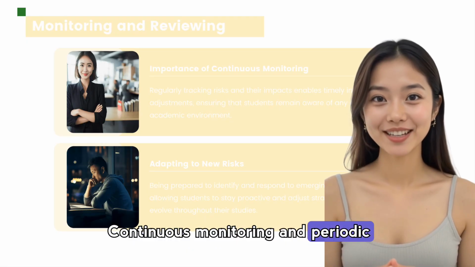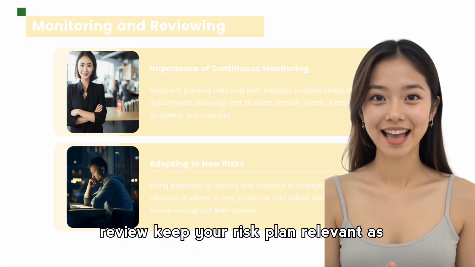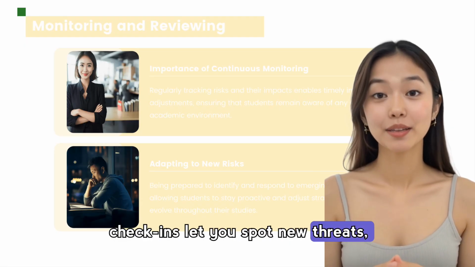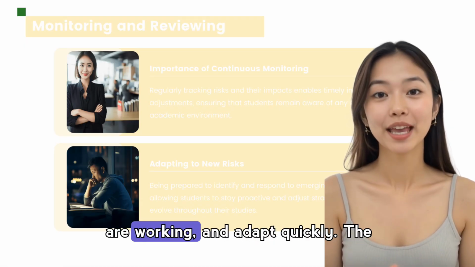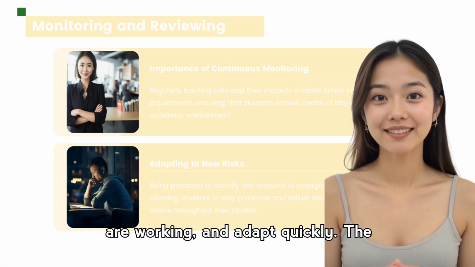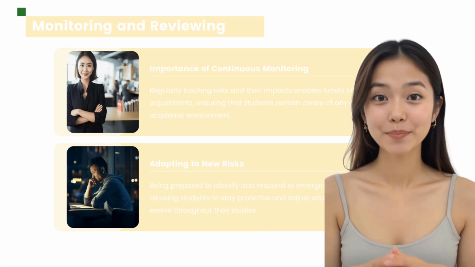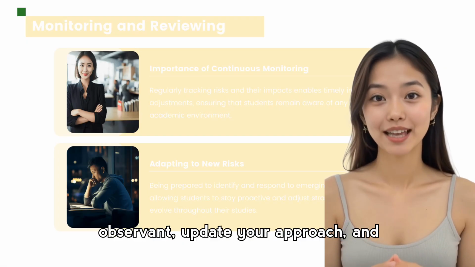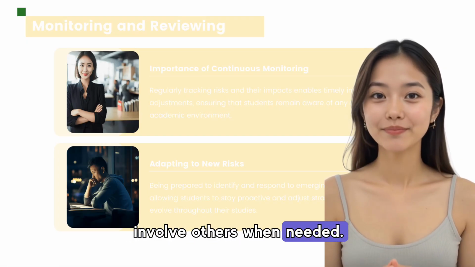Continuous monitoring and periodic review keep your risk plan relevant as circumstances change. Regular check-ins let you spot new threats, measure whether mitigation measures are working, and adapt quickly. The images here imply an ongoing, people-centered process. Stay observant, update your approach, and involve others when needed.